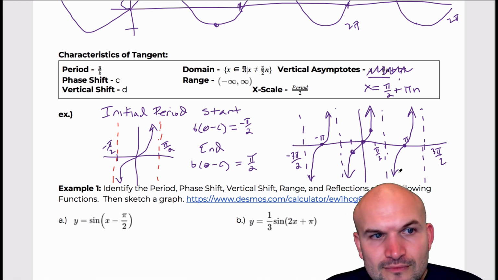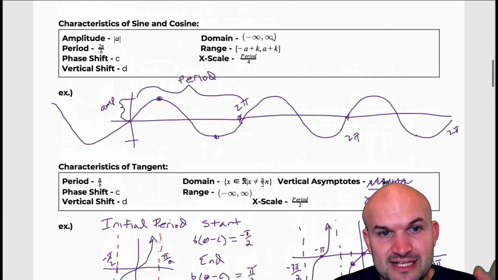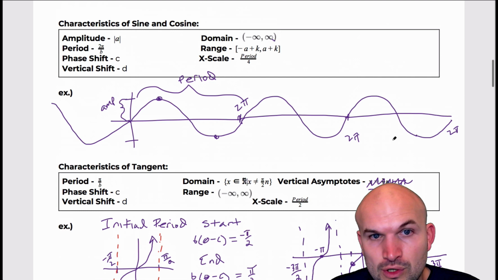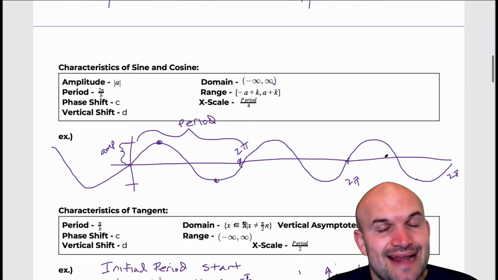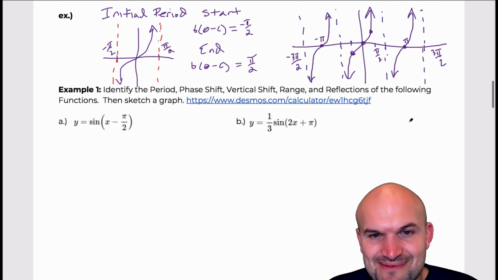So either way, hopefully that helps you out at least understanding the tangent graph as well as our characteristics for the sine and cosine graph. So now it's time to get on to some examples. Let's go.